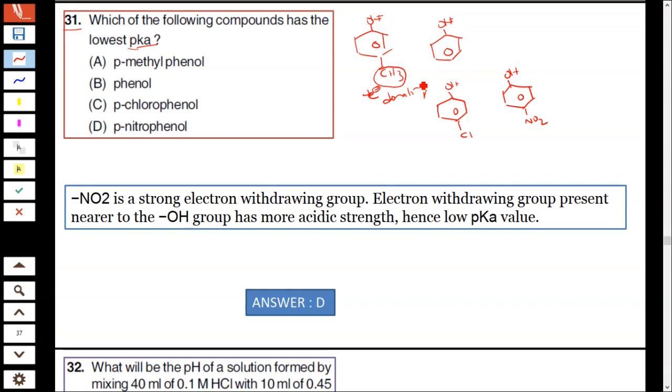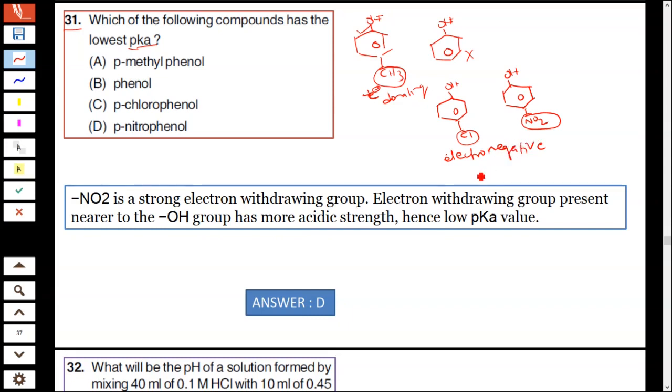It is electron donating. Hence the pKa value will be larger. This is phenol. There is no electron withdrawing group and no electron donating group. Here in the third compound, chlorine is highly electronegative. It is an electron withdrawing group.